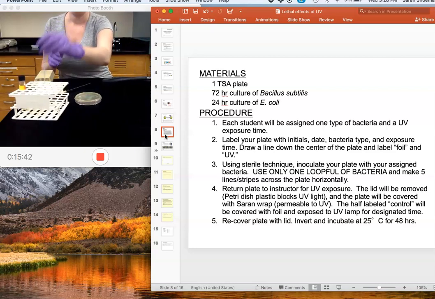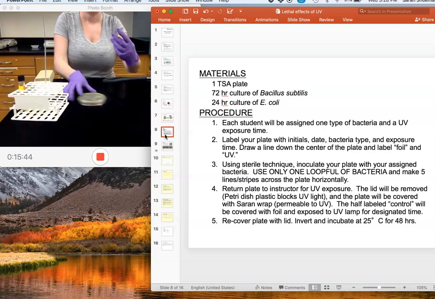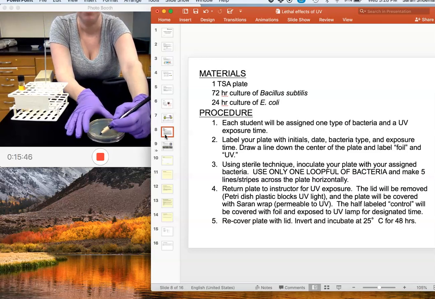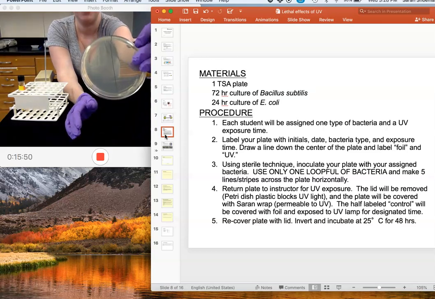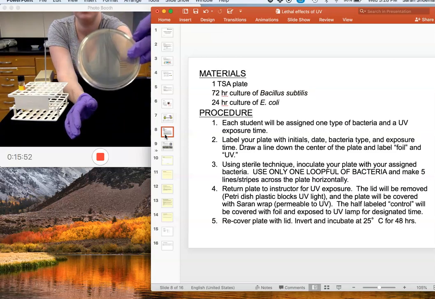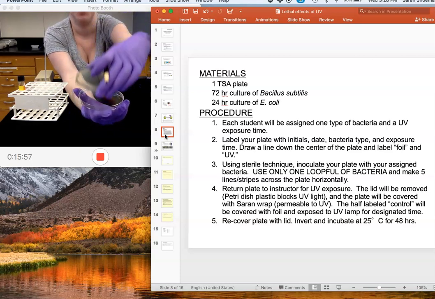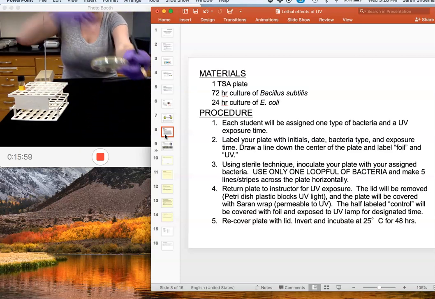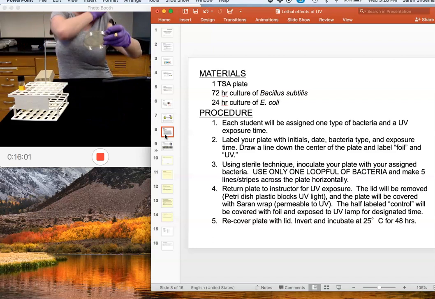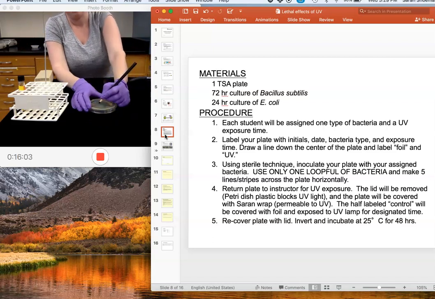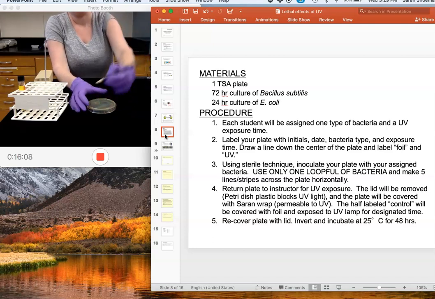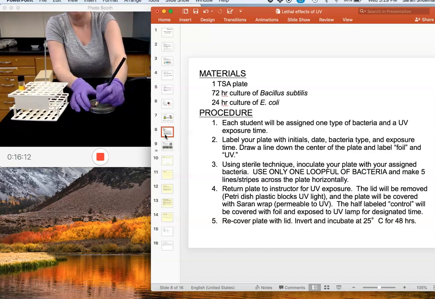So I'm going to start by labeling my plate. I'm going to draw a line down the center of the plate, always on the agar side, the bottom side of the plate. So the lid is on the bottom and the bottom is on the top. It's kind of confusing. We're going to label one side UV and one side foil. And we're also going to label with our initials and the date.